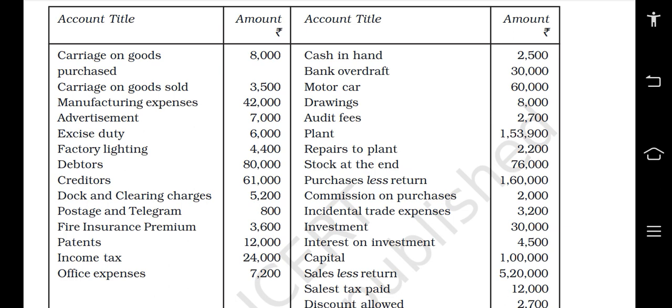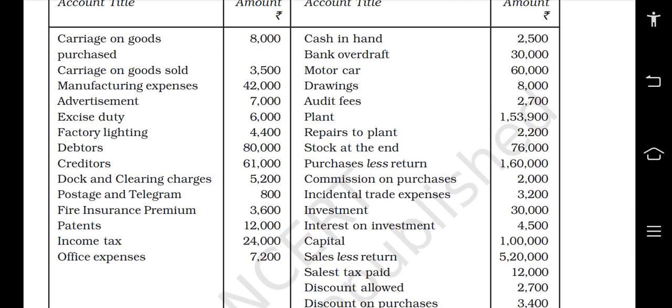Advertisement is an indirect expense. After the manufacturing of goods we give advertisement, and it is a part of the promotion of the goods, so it is an indirect expense. And excise duty is also an indirect expense. Factory lighting, factory expense, that is manufacturing expense. We have to take this account into the trading account.